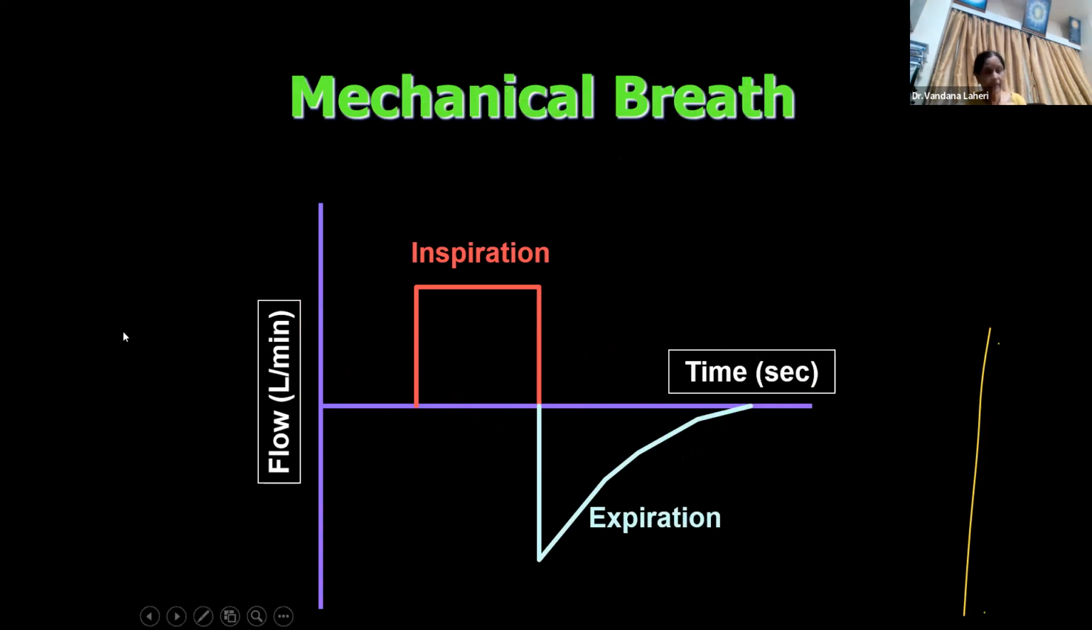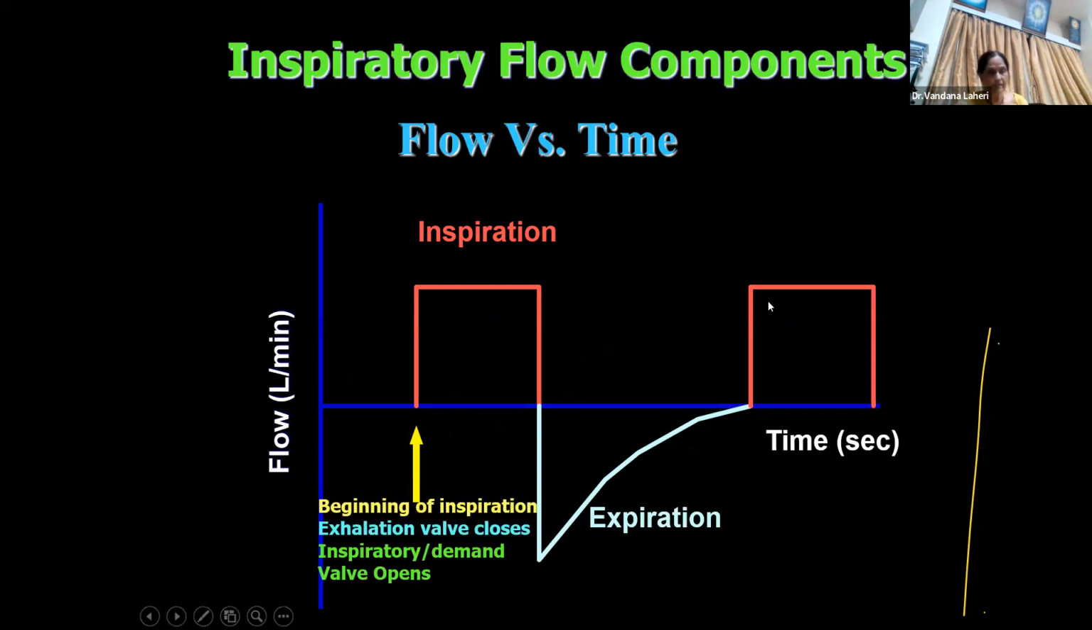So, mechanical breath. Okay. This is flow. This is called inspiration. This is expiration. This is time in seconds. Now, let us see the flow components. This is where it is the beginning of inspiration. That means the exhalation valve closes, the inspiratory or demand valve opens. Why do I say demand valve? Inspiratory valve is when you are on a mechanical control. Demand valve is when the patient is breathing spontaneously. Patient opens the demand valve and he starts a breath. So this is where the inspiratory valve opens, the expiratory valve closes. Okay, so the flow begins.